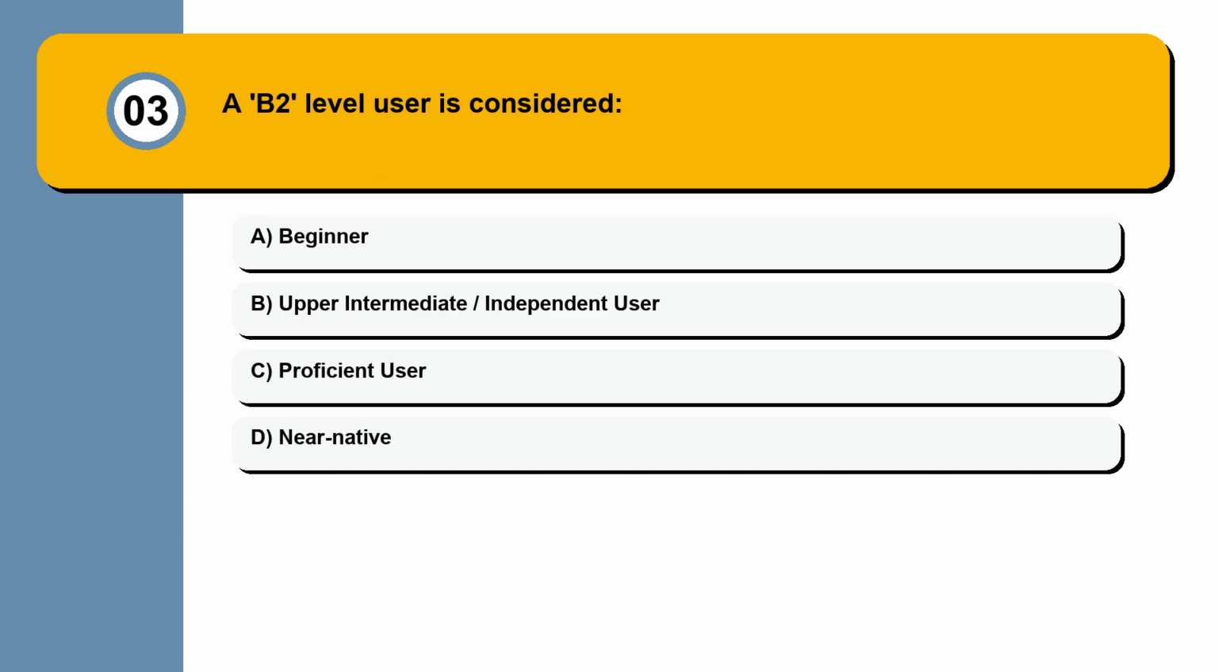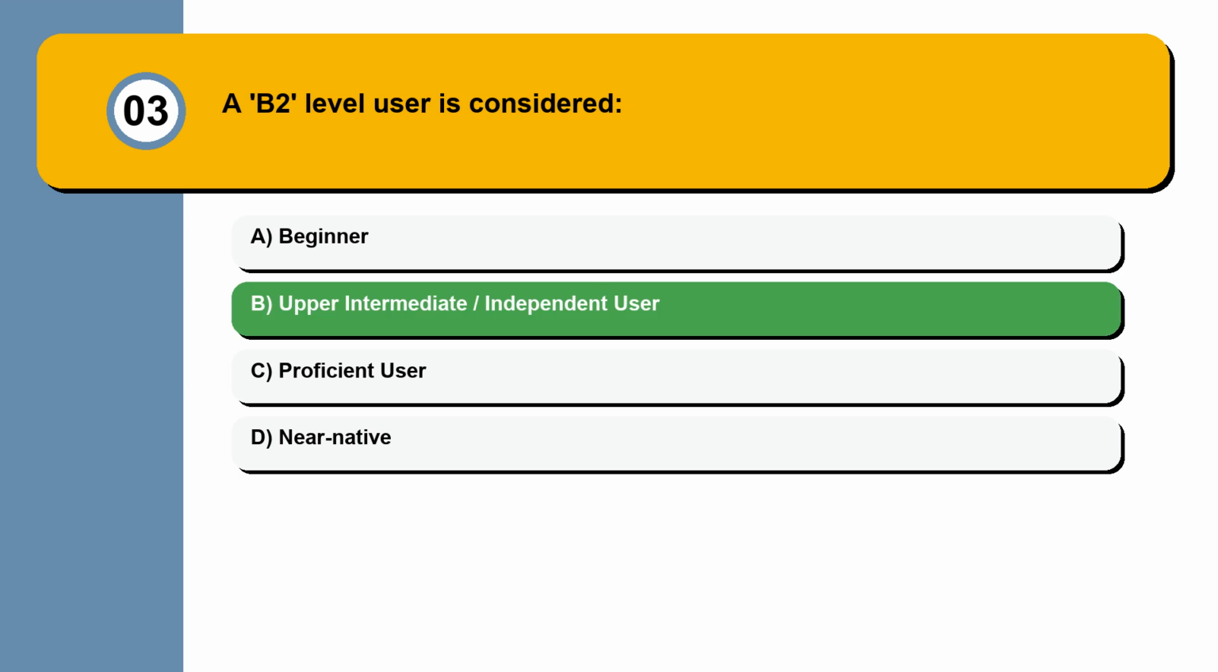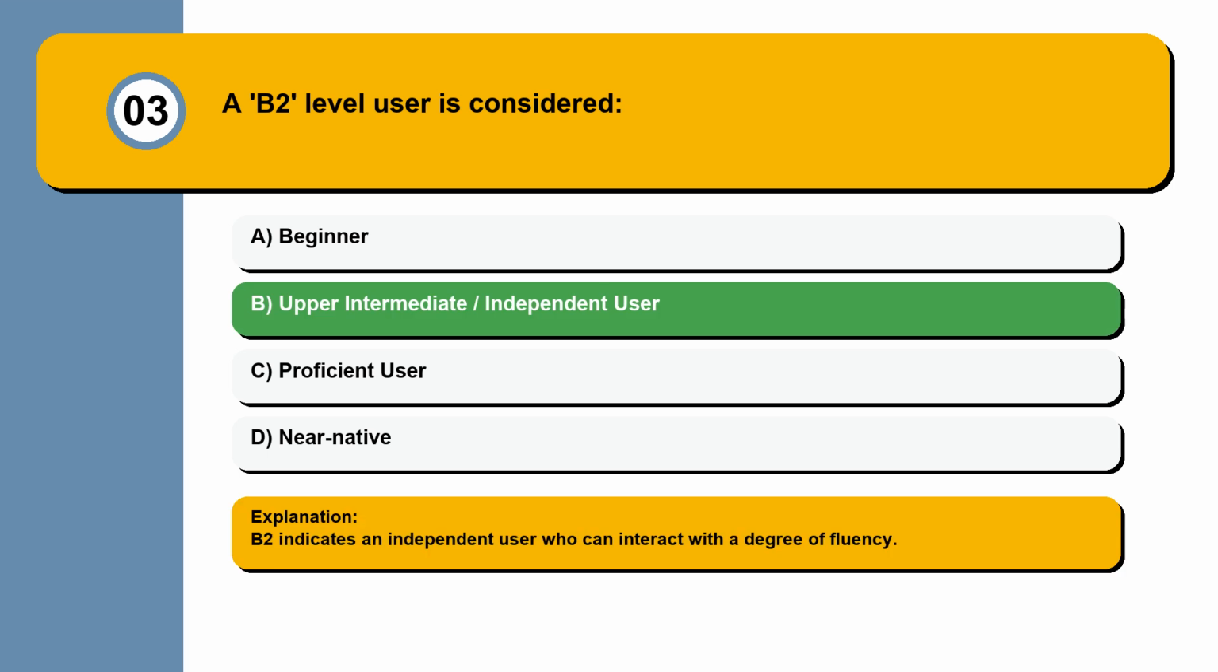Question 3. A B2 level user is considered a beginner, an upper intermediate/independent user, a proficient user, or near native. B2 indicates an independent user who can interact with a degree of fluency.